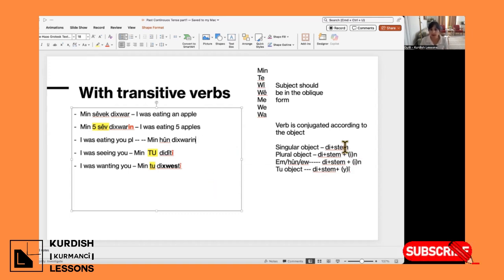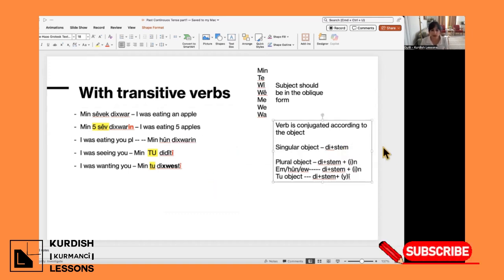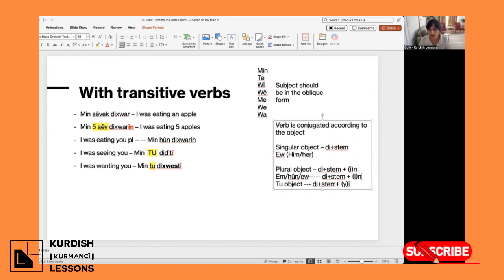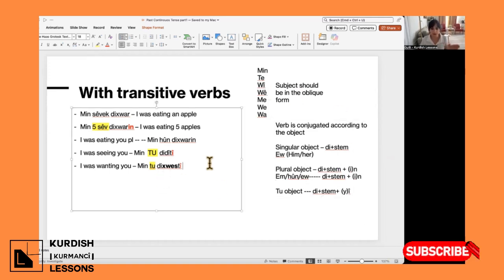Okay. And when I say a singular object, it can be one apple, one coffee, one person, but it can be aw as well. Aw, which means like him, her. Okay. So in English, we will say I saw him, but in Kurmanji, you will use aw, not we or we. Okay. So I will write him, her here. So for singular, these are the same, and to is different. Okay. So now let's have a look at another possibility.